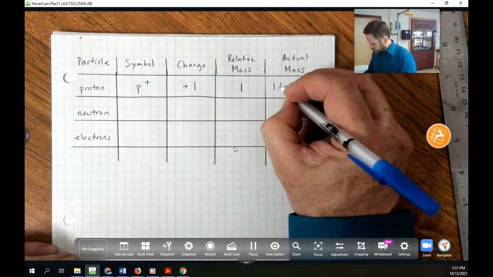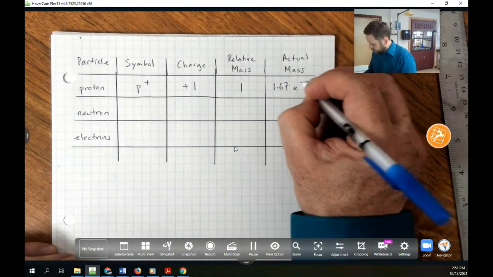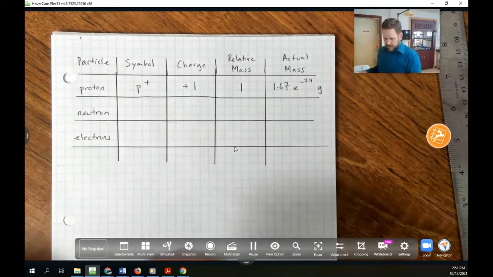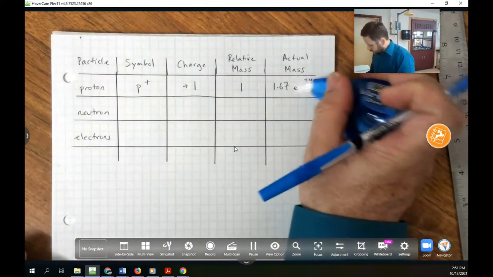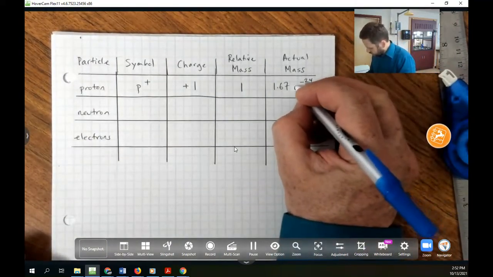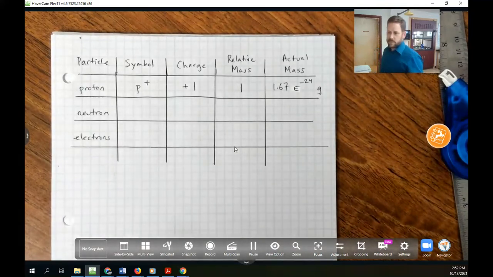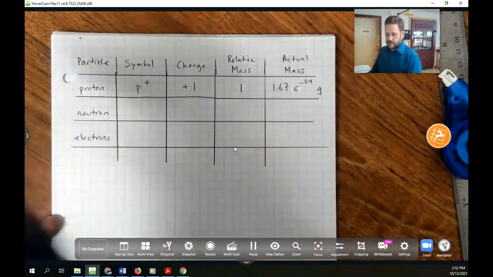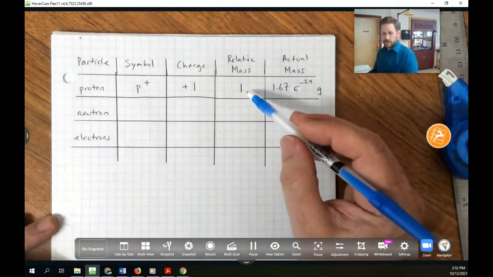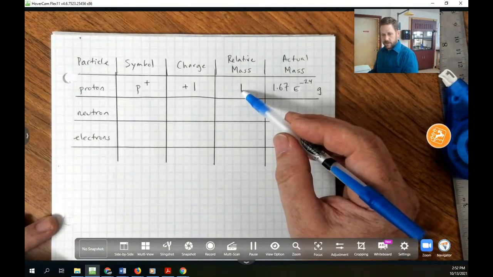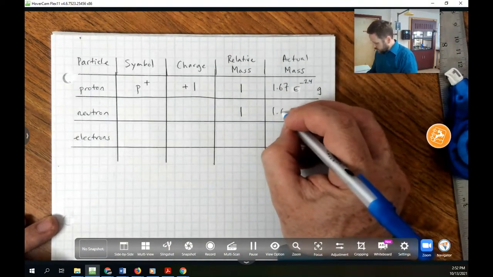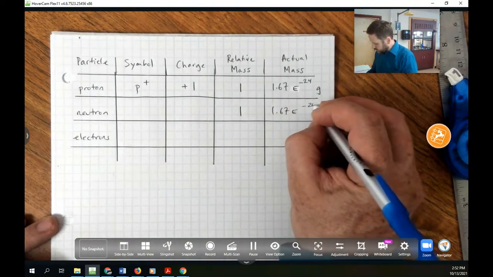The actual mass of the proton is not something that's especially important. I'm going to use that shorthand abbreviation for scientific notation here, but that's 1.67 times 10 to the negative 24th grams. Not a very large mass. But it'll be more helpful for us to think about the relative mass of these particles. In other words, if the mass of a proton is 1, the mass of a neutron is also 1. 1.67 times 10 to the negative 24th grams.